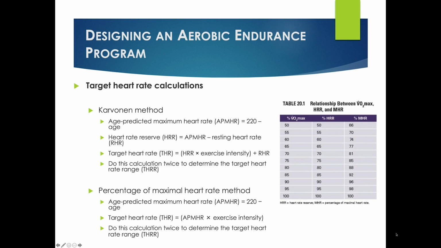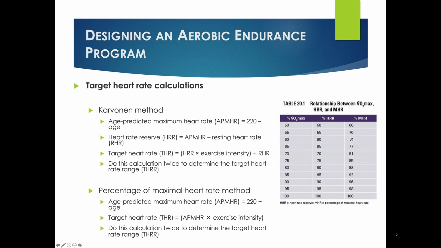So to calculate heart rate, there's a couple formulas I'm sure you've all heard before. But you can see over on the table VO2 max and HRR, so your heart rate reserve. And then MHR, so that's maximum heart rate. You can see that pretty much correlate pretty close to your VO2 max. Well, your heart rate reserve directly reflects VO2 max, and then percent of your maximal heart rate. It's a little bit higher than your VO2 max, but it's still pretty close.